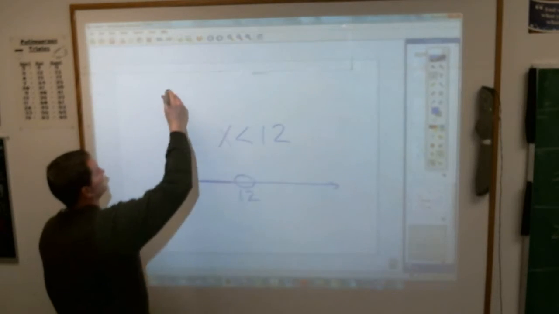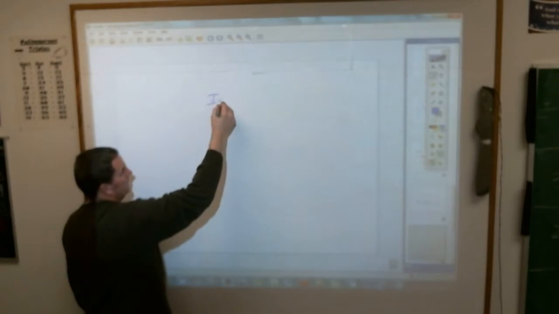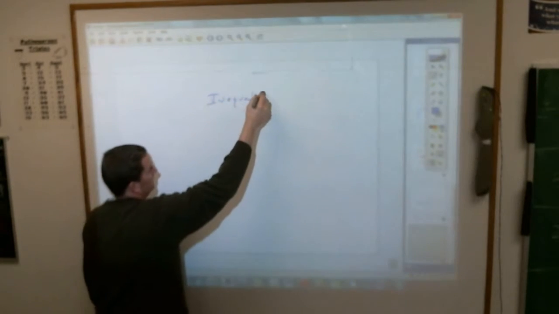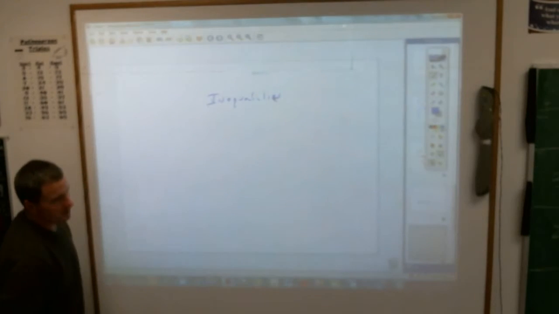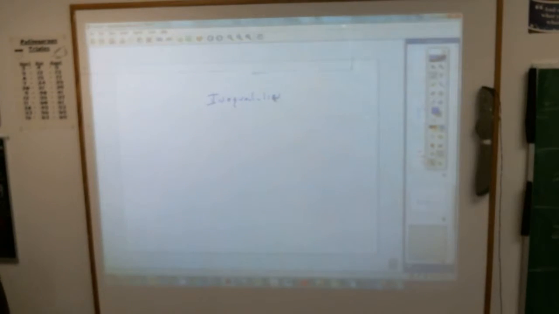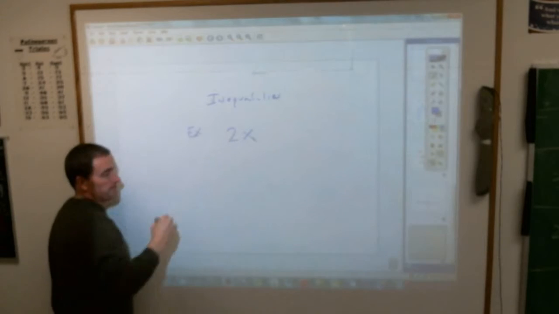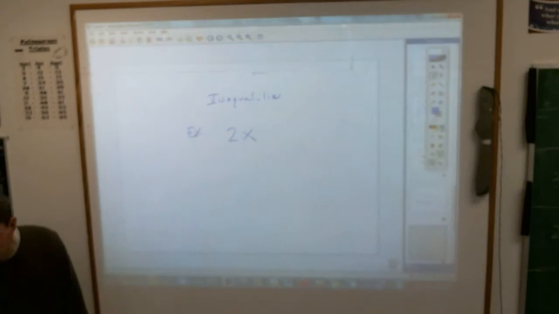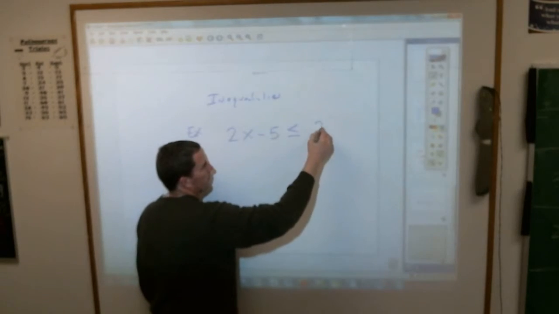Okay, now, on to the hard stuff. You can have inequalities that are like equations. But we can't call them equations because that's an oxymoron. Inequalities, by definition, mean things that aren't equal. Equations mean things that are equal. But they look and they are solved the same. For example, write down this for example. If you have 2x minus 5 is less than or equal to 3.